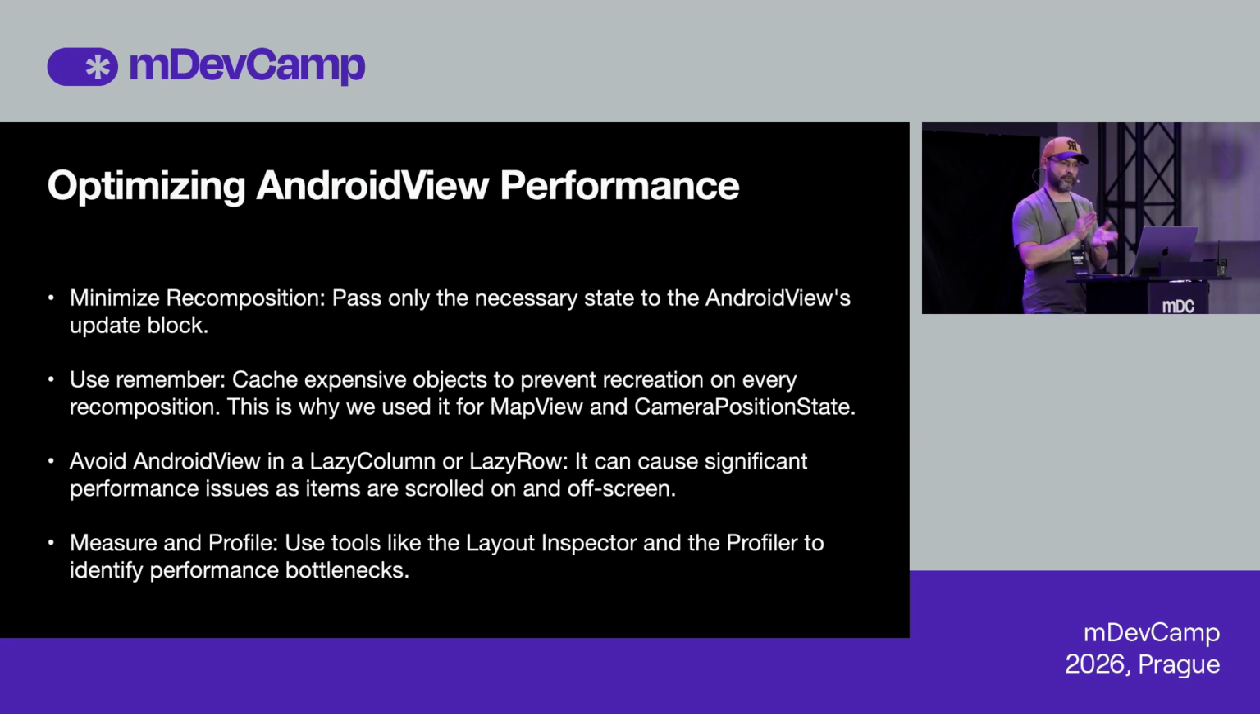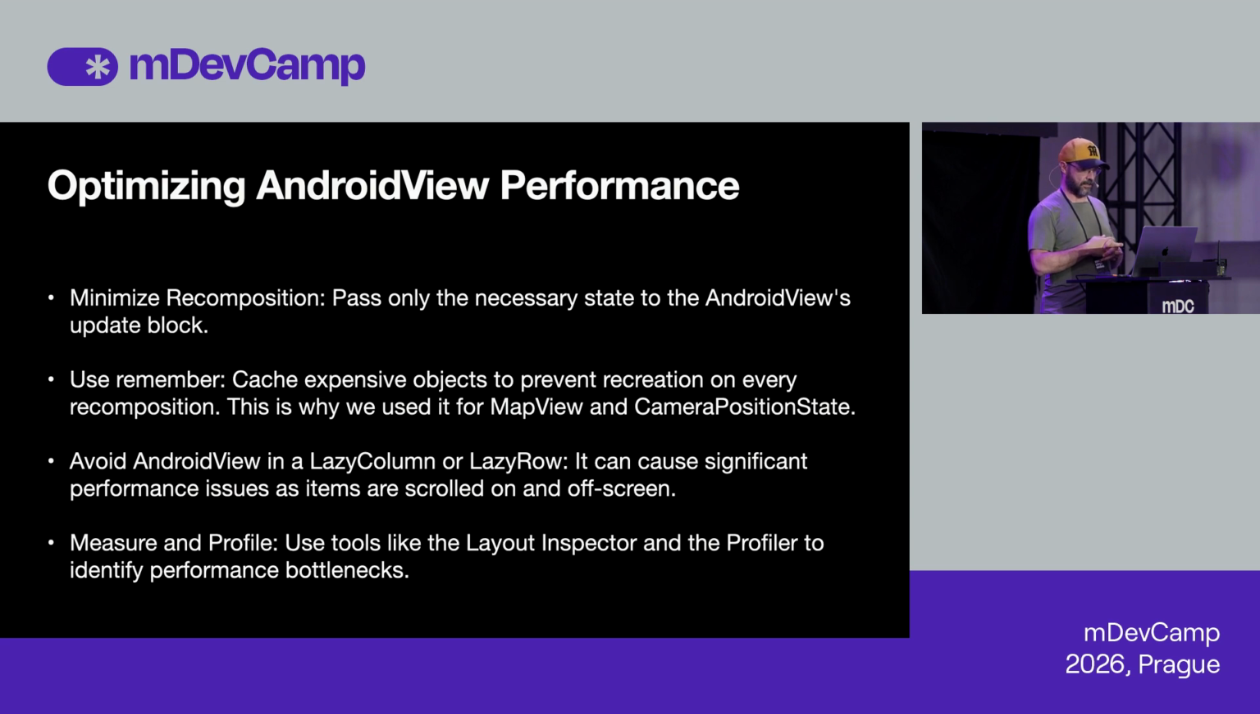So, for example, you can pass only the necessary state to the Android view update block. Just remember when you can. That's why it's being used also in the map view and the camera position state. Avoid the Android view in a lazy column or lazy row. Sometimes it might not always be possible, but if possible, this may be a decision that you want to take.